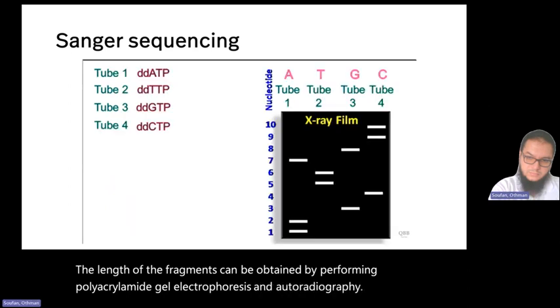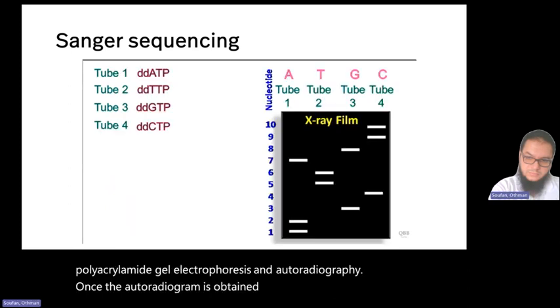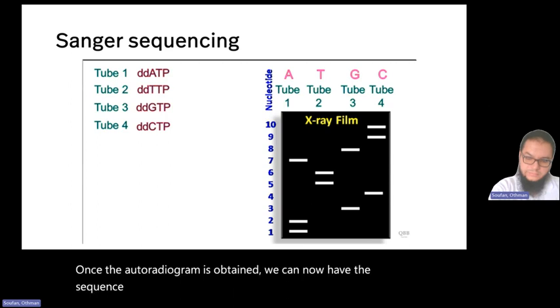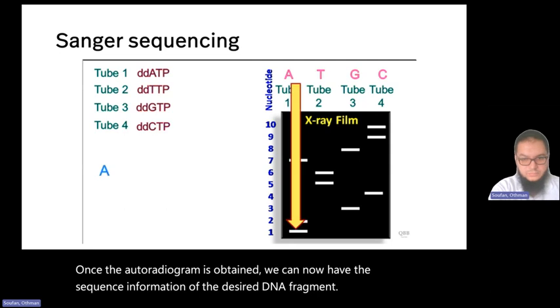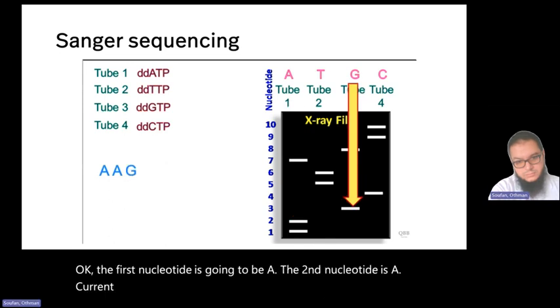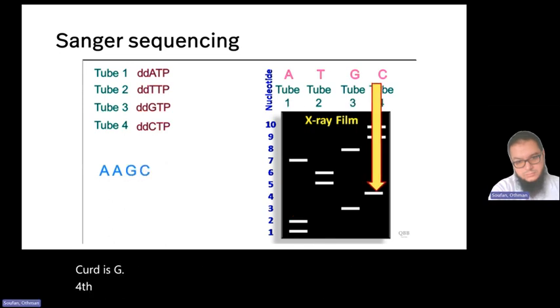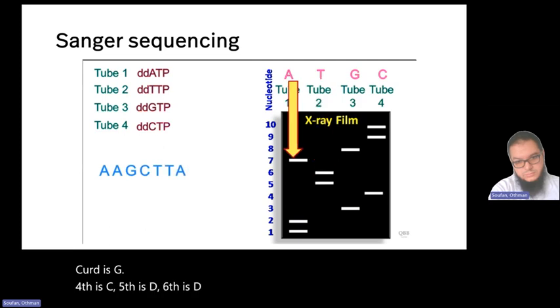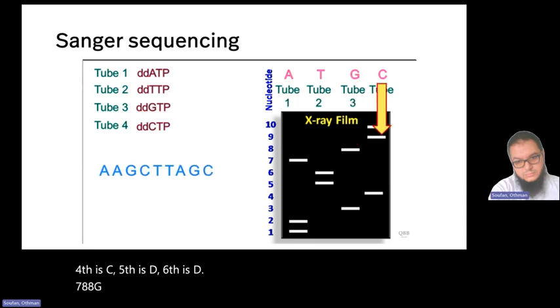Once the autoradiogram is obtained, we can now have the sequence information of the desired DNA fragment. Okay, the first nucleotide is going to be A. The second nucleotide is A. Third is G. Fourth is C. Fifth is T. Sixth is T. Seventh is A. Eighth is G. Ninth is C. And 10th is again C.